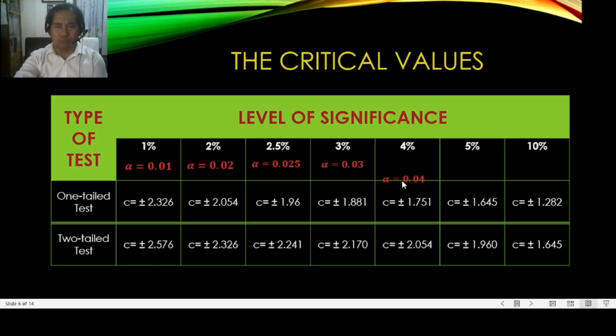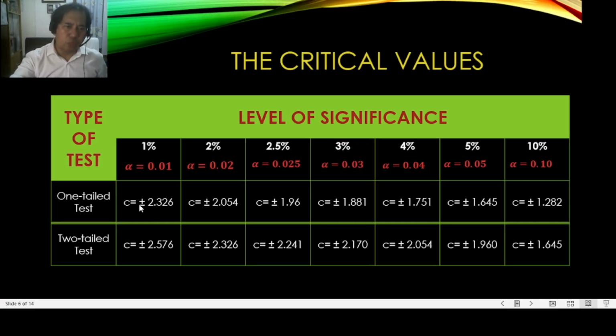And when we have an alpha level of 4% or 0.04, the critical value is positive or negative 1.751 for a one-tailed test. And what about the 5% level of significance? The critical value is positive or negative 1.645. Okay? And for the 10%, that is 1.282. Okay? So these are the critical values.